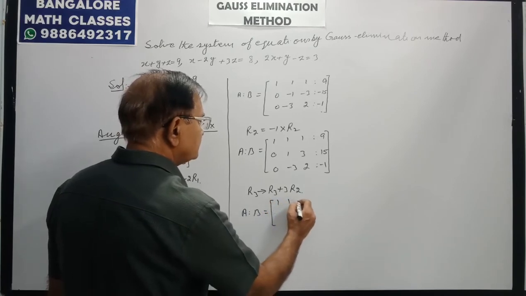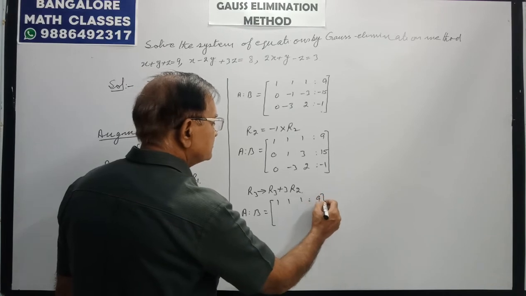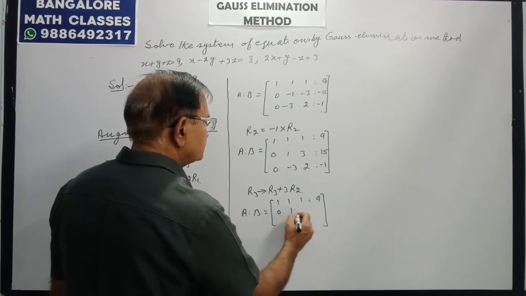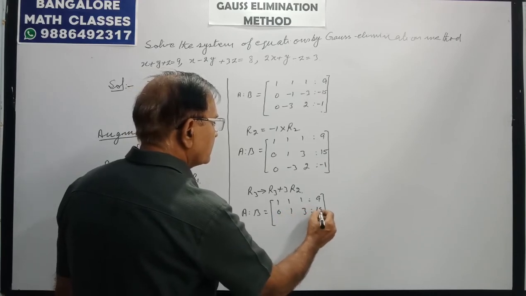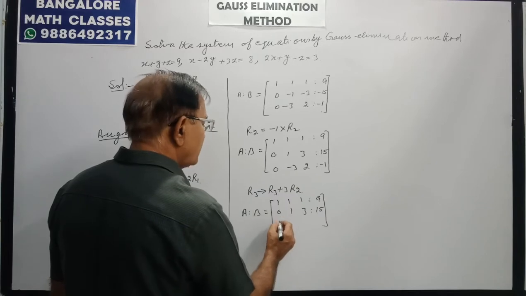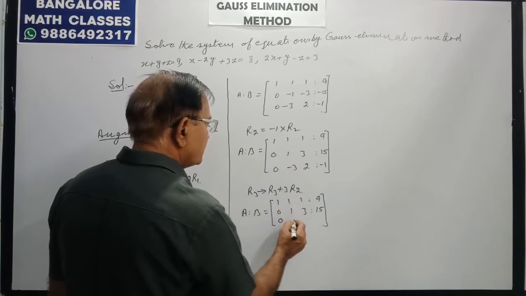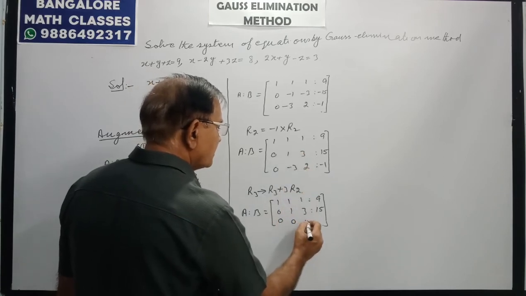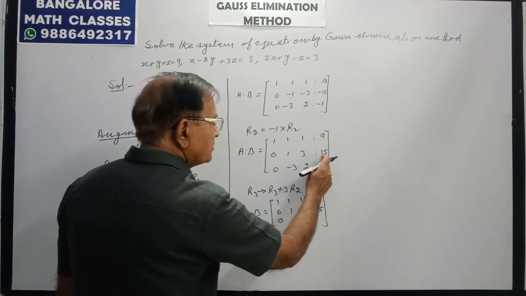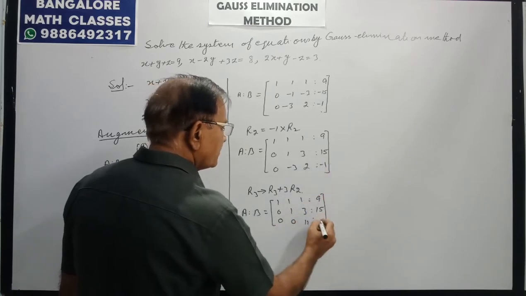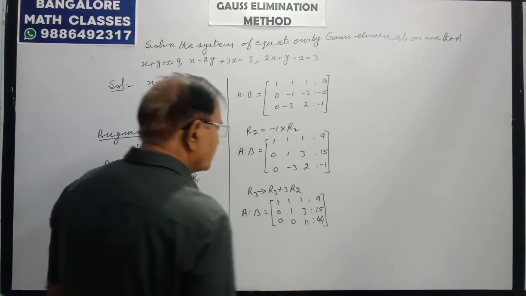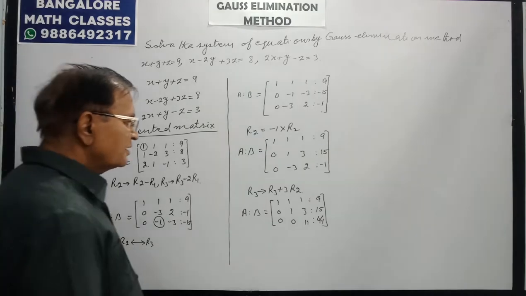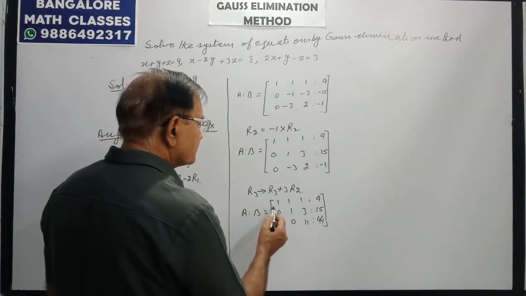Silent about R1. Silent about R2. Triple and subtract, triple and add, triple and add, triple and add. 9 and 9 plus 2, 11. Triple and add. 45 minus 1, 40. Like that we will get. We are getting the lower triangle as 0.